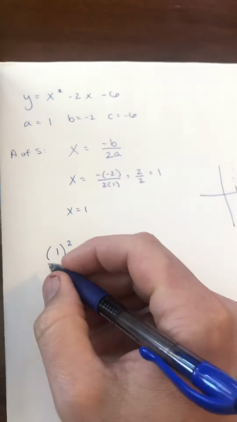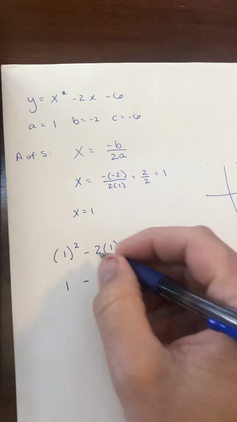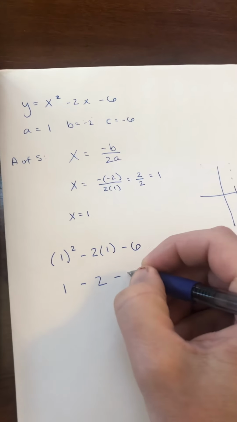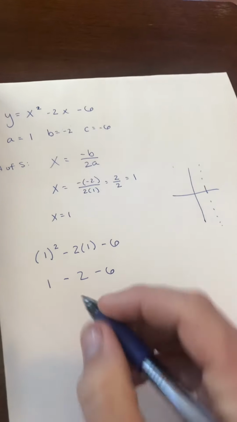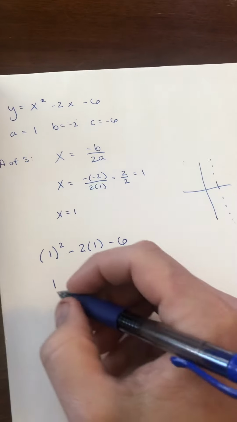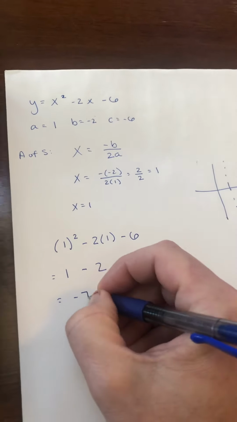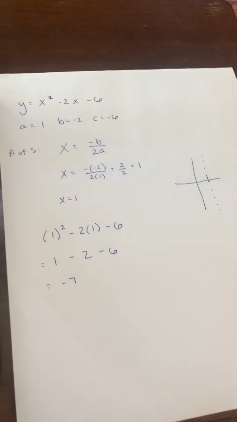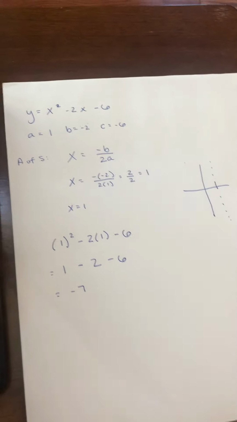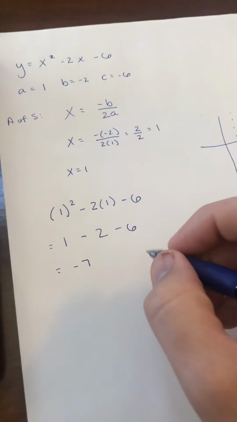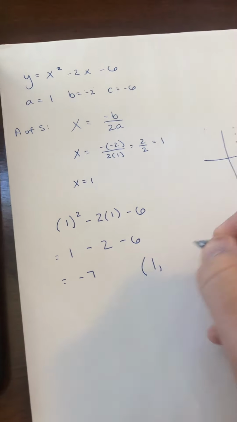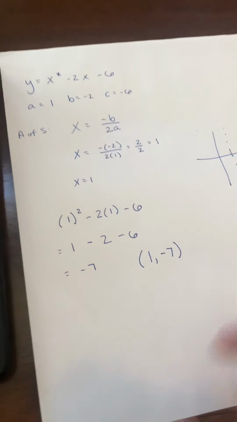1 squared is 1, 2 times 1 is 2, and so we end up here at 1 minus 2 minus 6. 1 minus 2 is negative 1, minus 6 is negative 7. And so what we have here is the y part of our point. And so the address of our vertex is 1, comma, negative 7.